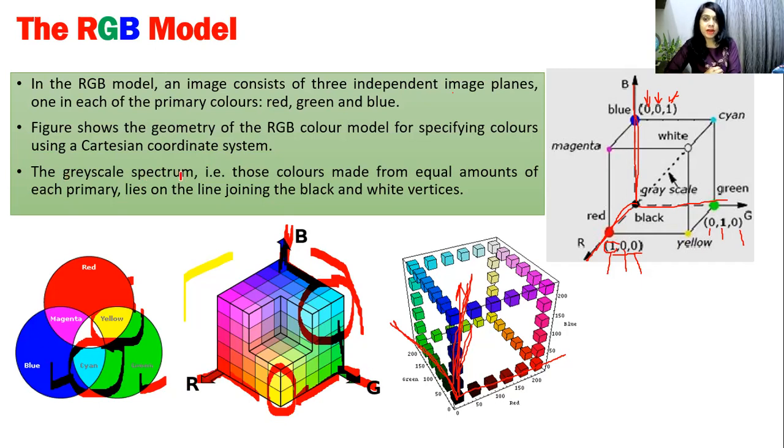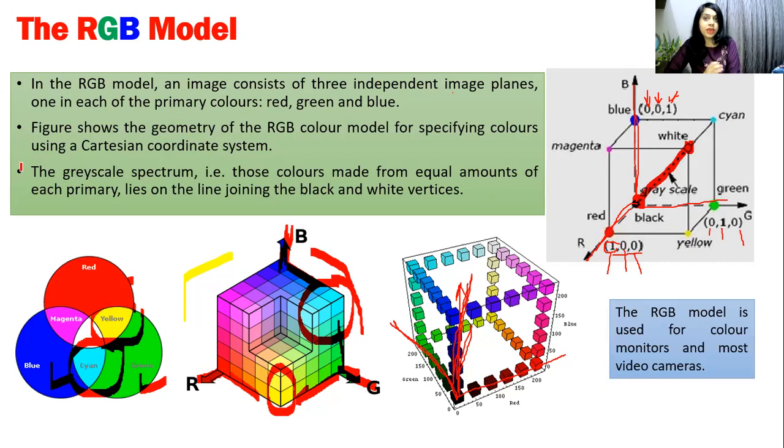The grayscale spectrum, those colors made from equal amounts of each primary, lies on the line joining the black and white vertices. So here you can see there is a white vertex, and here there is a black vertex, and this line indicates gray color. Where do we use the RGB model? The RGB model is used for color monitors and video cameras.